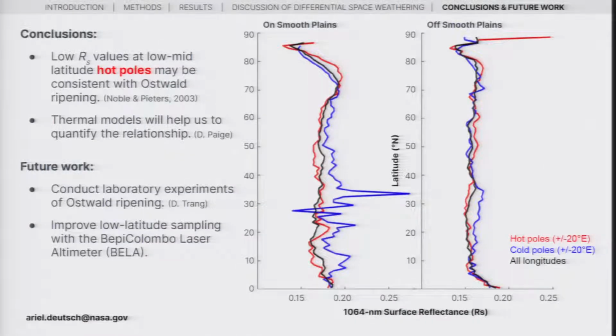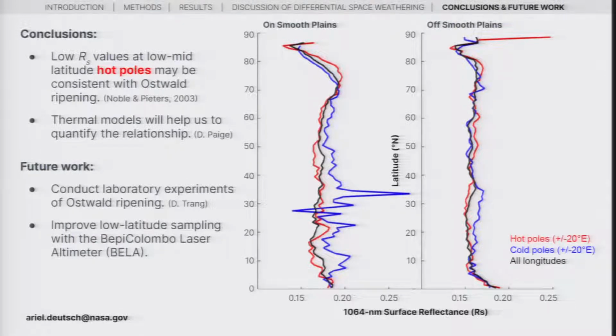Okay, so to conclude, it seems that perhaps there are some low reflectance values at the low to mid latitudes in the northern hemisphere along the hot pole longitudes that could be consistent with this process of Ostwald ripening that Noble and Peters predicted to occur on the surface. In addition to the various avenues of research that I pointed out we'll be looking at, Dave Page is also working on creating some thermal models for the North Pole at the same resolution of the MLA data to help to quantify this exact relationship that we might be seeing.